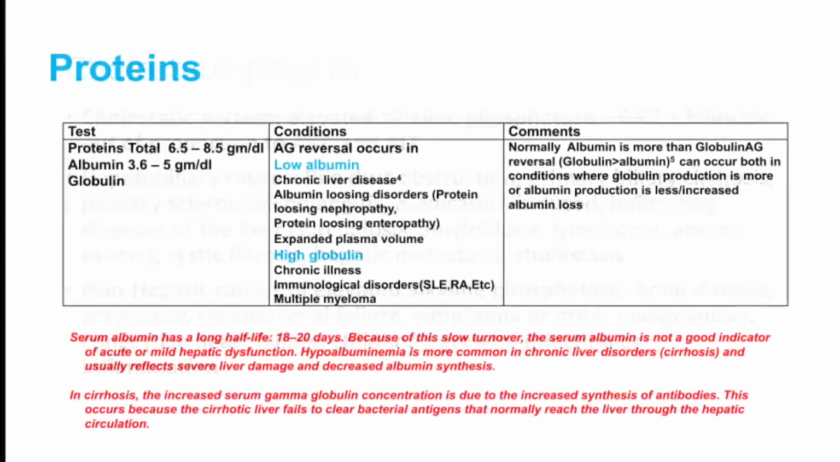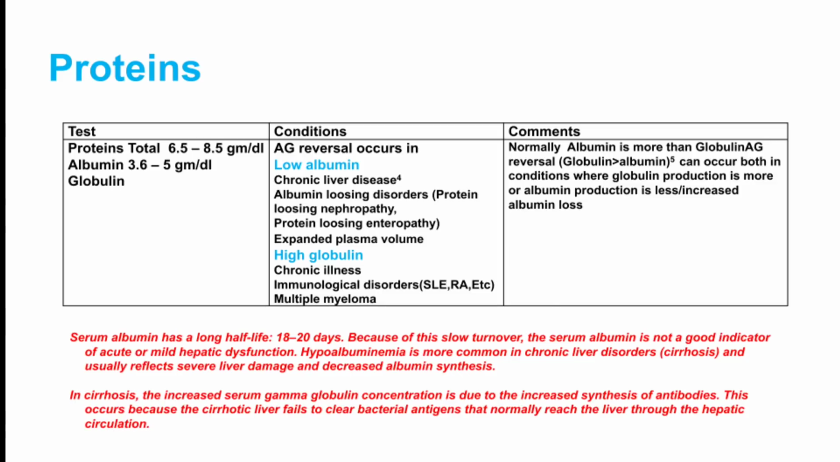Now, next one is proteins. In proteins, we have albumin and globulin. Normal protein levels are 6.5 to 8.5. Albumin is 3.5 to 5. The rest are globulin. Normally, albumin levels are more than globulin levels. But in liver disease, this may be altered. This is called AG reversal. AG reversal means globulin is more than albumin.